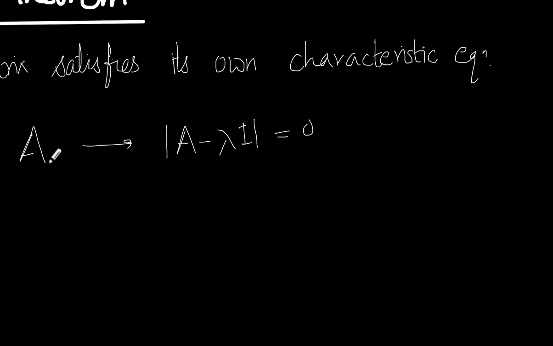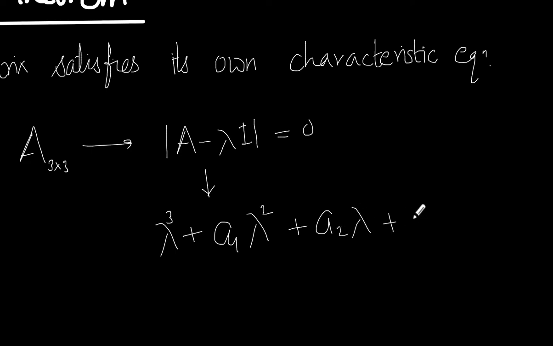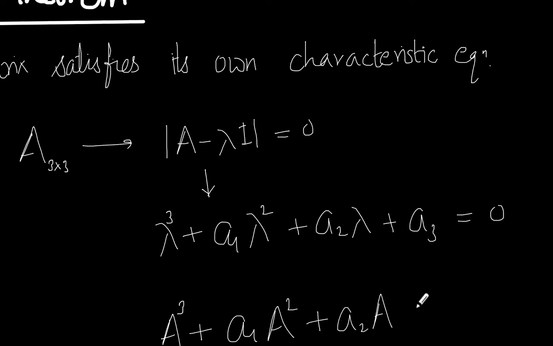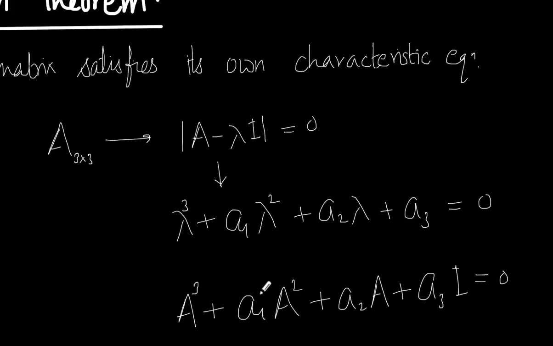In particular, suppose we have a 3 by 3 matrix, then this characteristic equation will be a cubic equation. Let us say this equation is lambda cube plus a1 lambda square plus a2 lambda plus a3 is equal to 0, where a1, a2, a3 are some constants. We will see how we can find them. This theorem says that the matrix A satisfies this equation. What does it mean? It means that if we replace lambda by A, we will get 0.